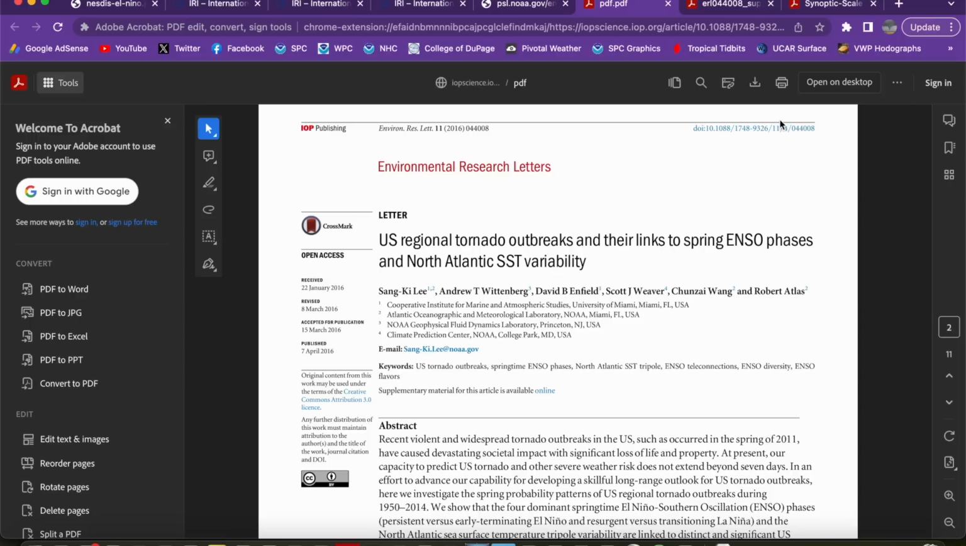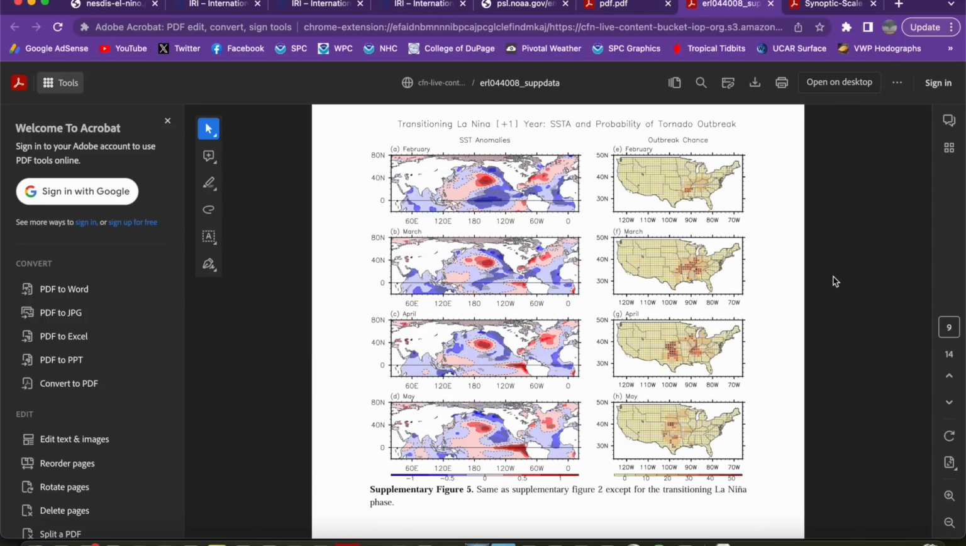So in this paper, they categorized a number of different ENSO phase progressions during the spring months, and the one that fit our situation best was this transitioning La Nina. So our transitioning La Nina phase, meaning that we were coming out of an extended period of La Nina and then going into a more neutral to eventually an El Nino phase by the end of the spring months into the summer and fall of our given year.